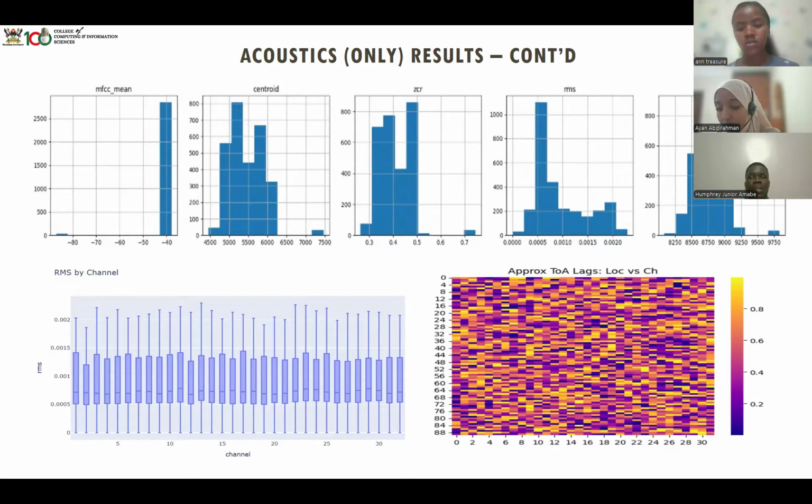Now, the complex pattern of colors tells us that the PD source is not at the center. If it were, all the channels would receive the burst simultaneously. This partial information, which channels light up first, encodes the direction and the distance of the PD event, which gives us a geometric discrimination beyond the different acoustic features. I think that describes the EDA that we did on the acoustic only data set.